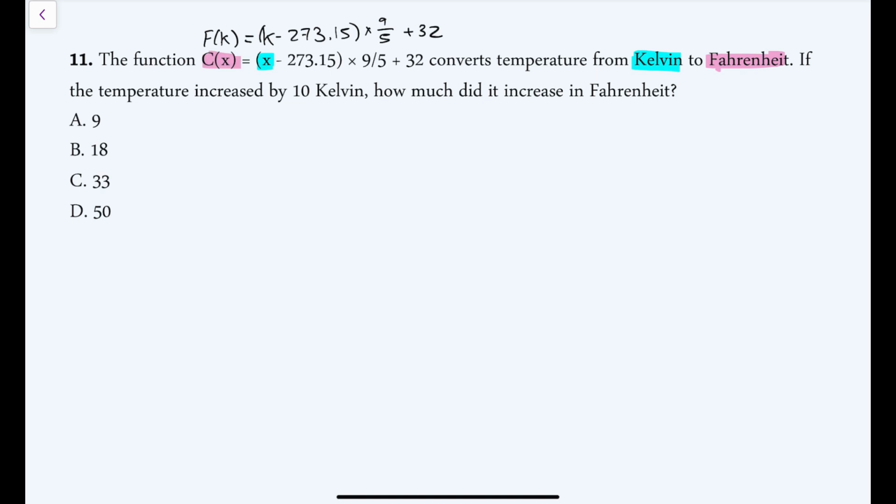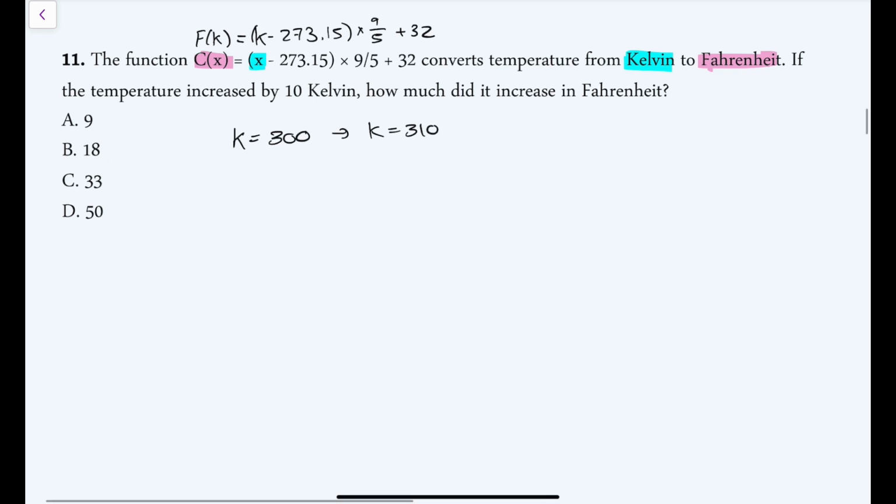Okay? So the most basic approach to take here is actually just using an example. So we're saying, what if the Kelvin degrees was 300 and then it increased to 310, right? What's the difference in Fahrenheit? So we want to calculate what is this in Fahrenheit and then what is it in Fahrenheit here, and then see the difference of the two, by how much did it increase in Fahrenheit.